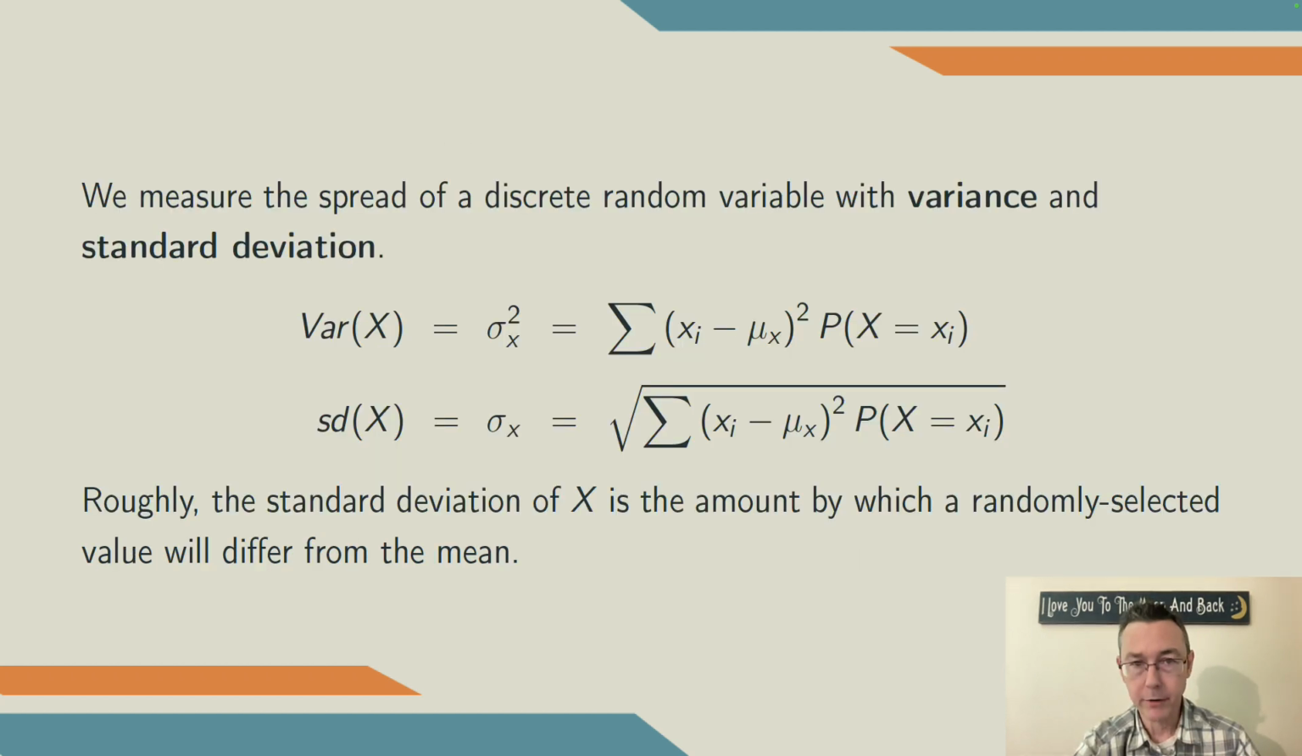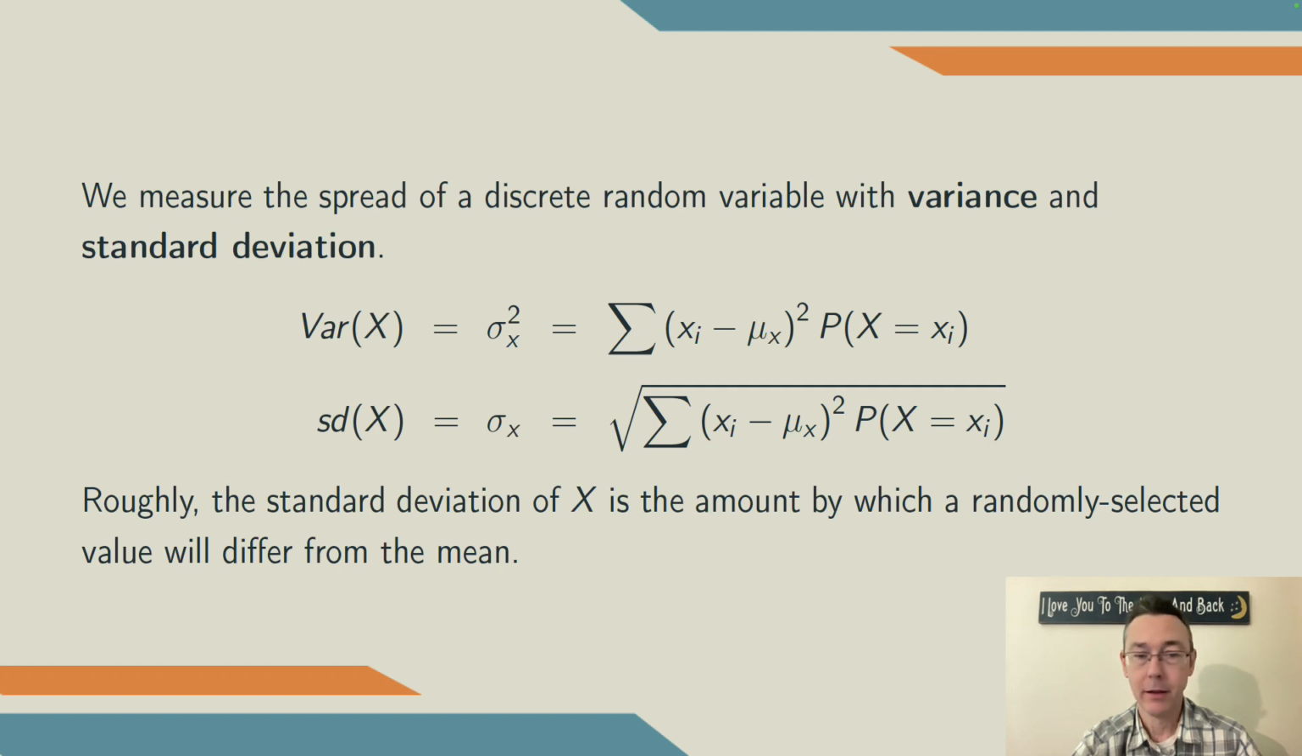We measure the spread of a discrete random variable with variance and standard deviation. Typically, in college statistics, we focus more on standard deviation for reasons I'll talk about in just a minute. Basically, what we're doing here is we're taking each of the values that the random variable can take, subtracting off the expected value, squaring the results, multiplying by the probability of the value that we're looking at. We do that for every single value that the random variable could take, add all those up to get the variance, and then when we're done with that, we take the square root to get the standard deviation.